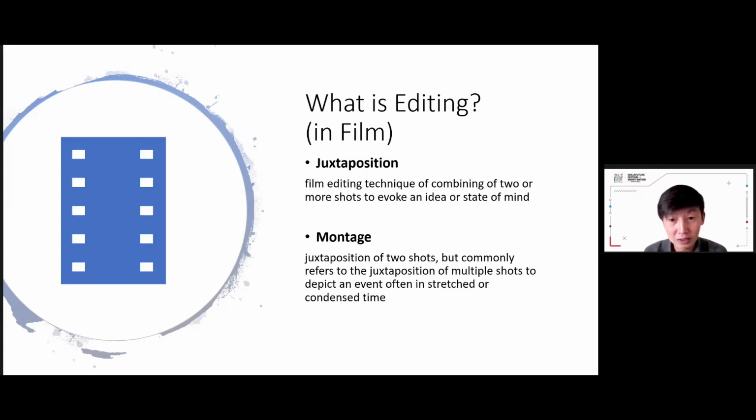But what is a montage? Montage is also a series of shots put together. Juxtaposition is of two shots, but montage commonly refers to juxtaposition of multiple shots depicting an event, often in stretched or condensed time. So basically, there's no storytelling at all. There's no flow. This is what we call montage. Wherever you're going, whatever you want to show, you just randomly show images to show the event.